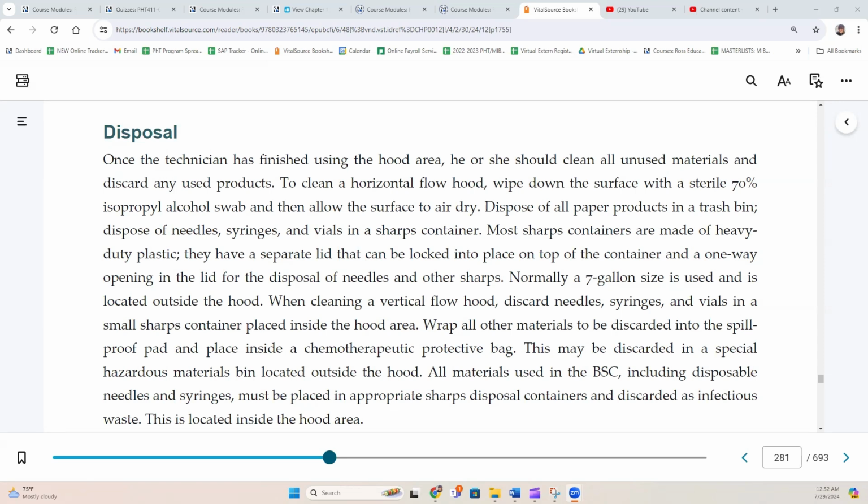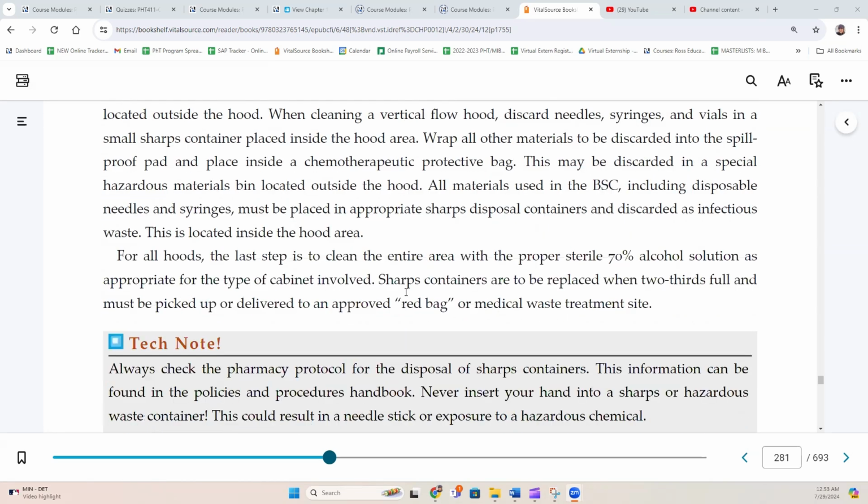area. Wrap all other materials to be discarded into the spill-proof pad and place inside a chemotherapeutic protective bag. This may be discarded in a special hazardous materials bin located outside the hood. All materials used in the BSC, including disposable needles and syringes, must be placed in appropriate sharps disposal containers and discarded as infectious waste. This is located inside the hood area.